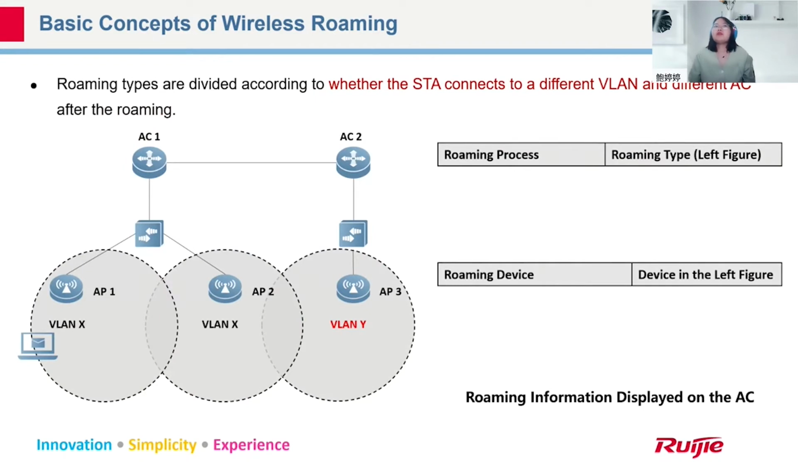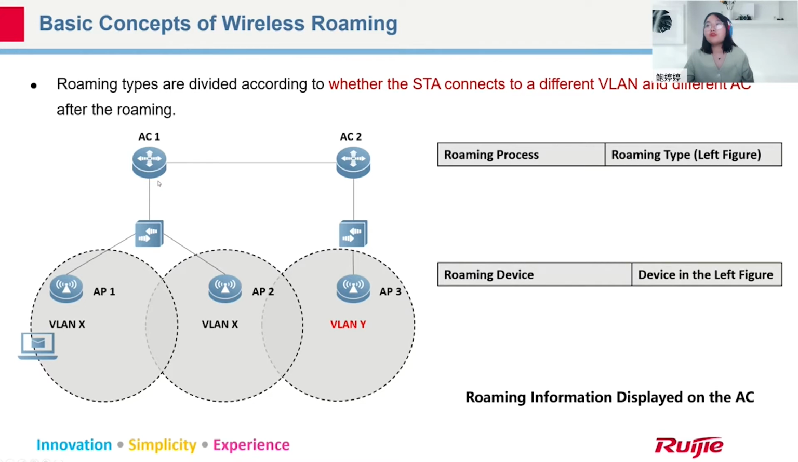And some basic concepts of wireless roaming. Wireless roaming types can be divided according to whether the station connects to a different VLAN or a different AC after roaming or not. We can divide this scenario into several types.